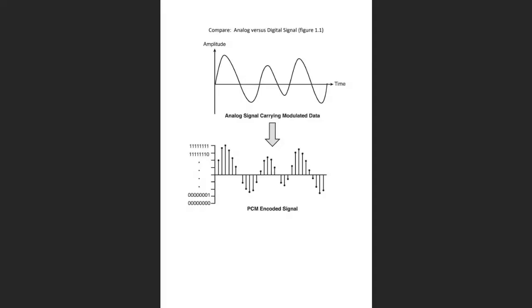But if you take a look at this figure, the top one shows a representation of some kind of signal, and notice that the signal is continuous over time. And so this is what we mean by the term analog.